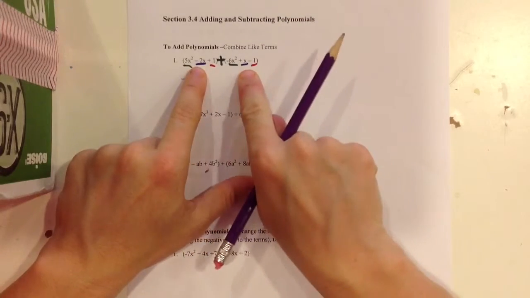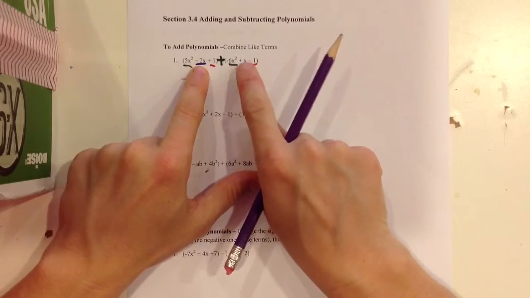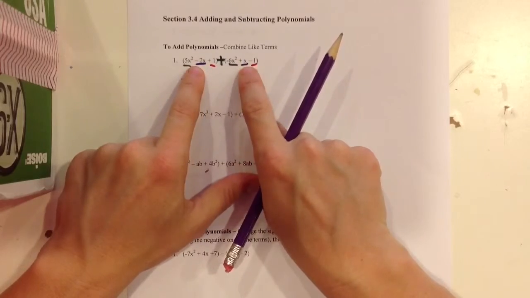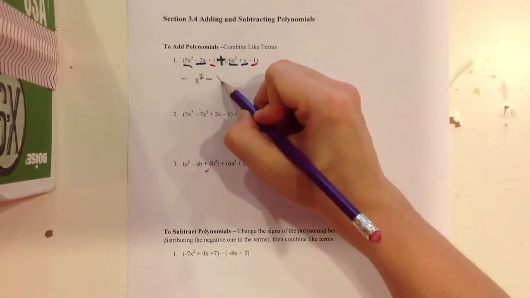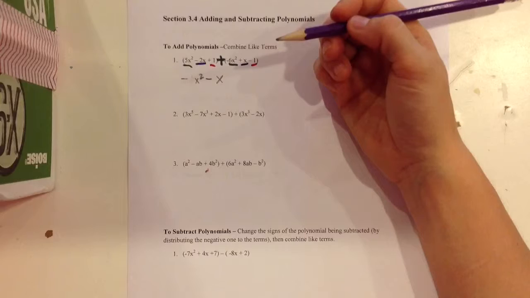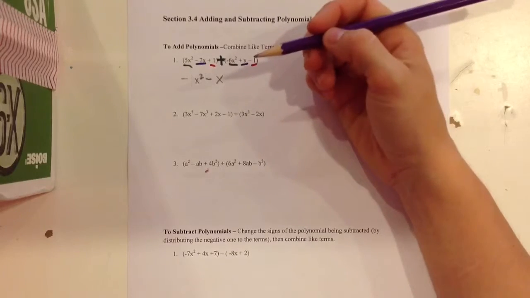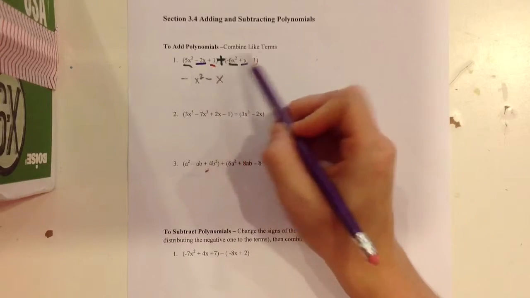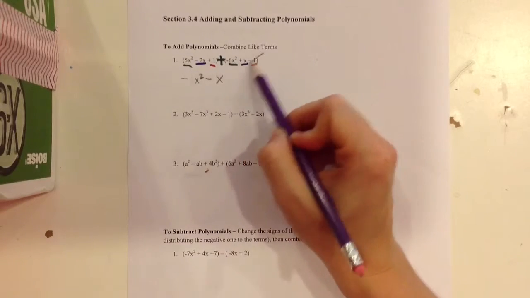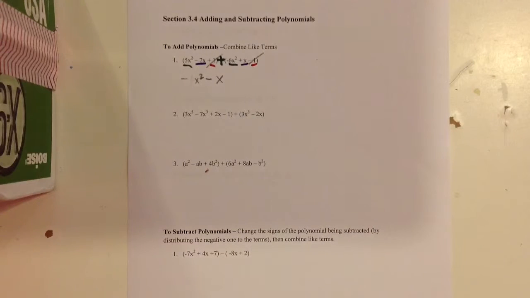Now for my x's, I have a negative 2x and a positive 1x. Different signs, so I'm going to subtract. Take the sign of the bigger number. My bigger number is negative, so I have 2 minus 1, which is another 1x. So I just put negative x for simplest form. Now for my numbers, I have a positive 1 and a negative 1. Well, they're going to cancel each other out. I have 1 minus 1, that's going to give me 0. So in simplest form, my answer is negative x squared minus x.